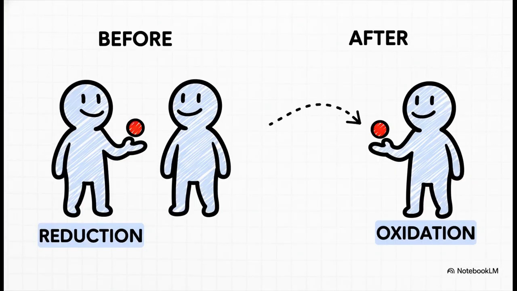And finally, we've got the giver and taker, also known as a redox reaction. This one is all about an exchange. One substance gains oxygen. We call that oxidation. At the exact same time, another substance loses oxygen. That's reduction. They are an absolute package deal. You can never have one without the other.